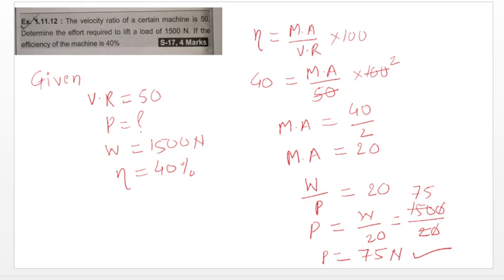All of you, please prepare this numerical carefully, because if you get the answer right, you will directly get 4 marks, and 101% there will be one numerical based on this concept.